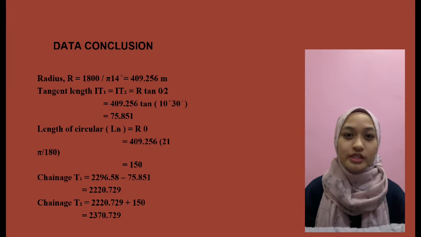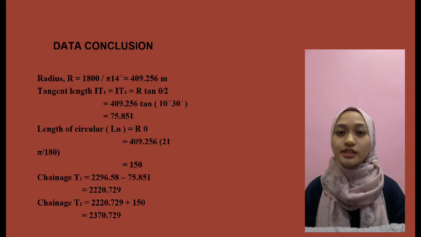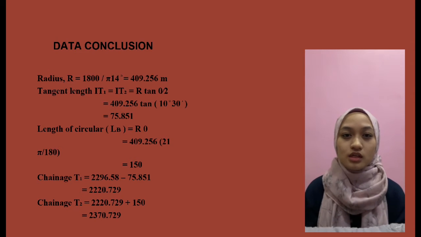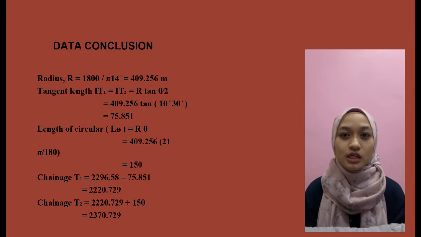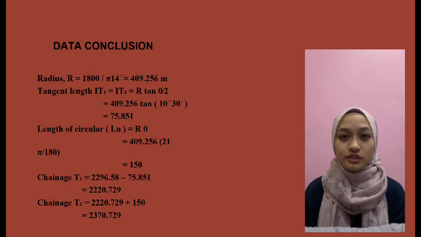From the diagram 1, the radius R is 1800 over 14 degrees Celsius equals 409.256 meters. The tangent lines IT1, IT2 are 409.256 tan 10 over 2, which is 75.851. Length of circular curve is 409.256 times 21 over 180 equals 150.